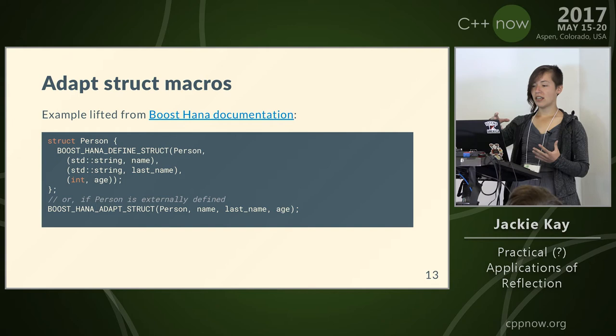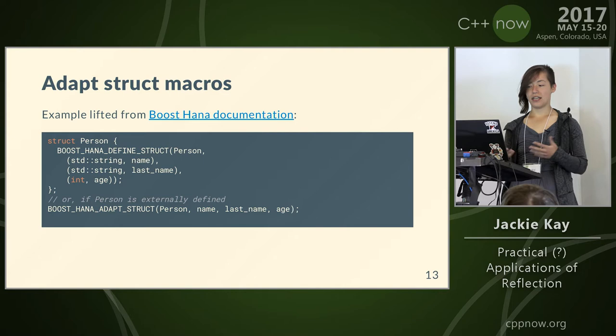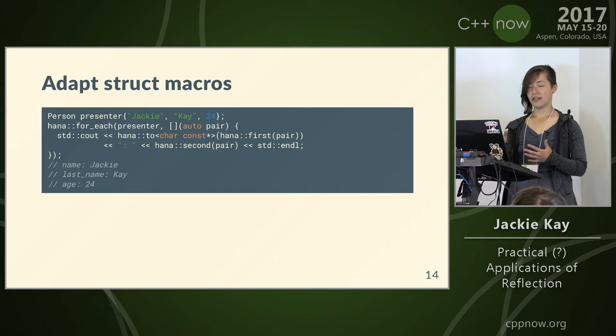Using define struct, or if person, the struct we're trying to reflect on, is not defined in your header, you can also adapt it externally. But the caveat is you have to know the types and the members, and you have to pass them to the macro. So this is an example of how you'd use the result of this definition. Using this heterogeneous for each, you can write a generic print function where we can print the name of the field and the value stored in that struct.